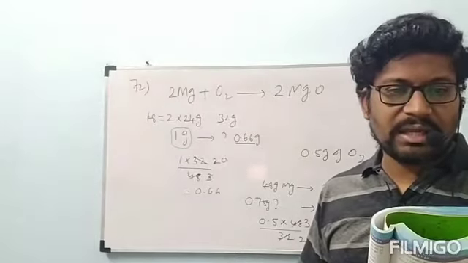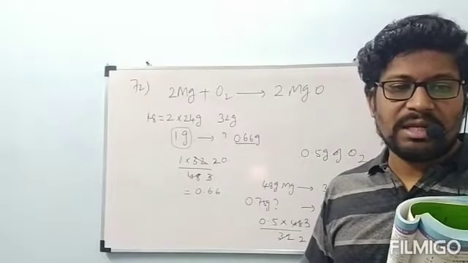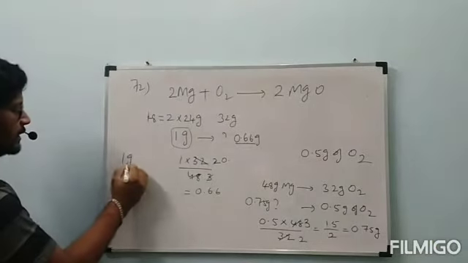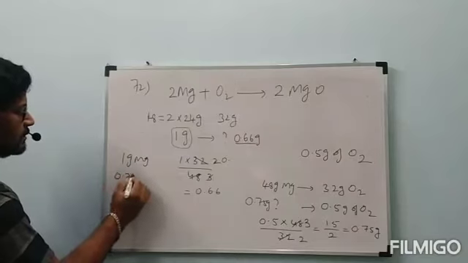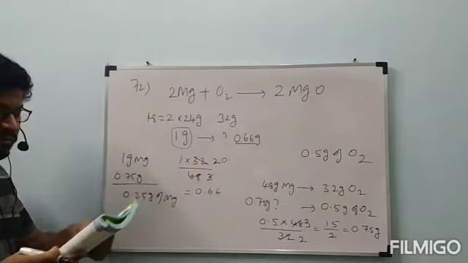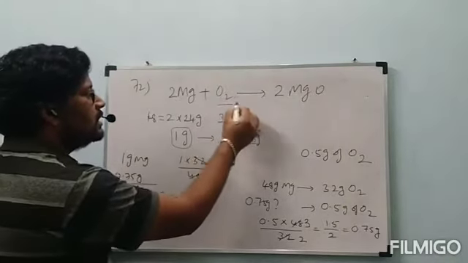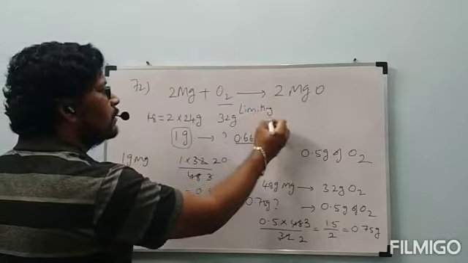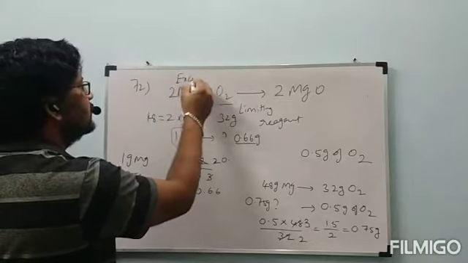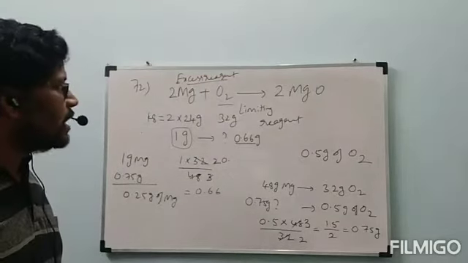Then what is the thing they asked? 1 gram of magnesium is burnt in a vessel containing 0.5 grams of oxygen. The reactant remaining unreacted is? We supplied 1 gram of magnesium, but only 0.75 grams reacted. It will be 0.25 grams of magnesium. The answer is the first option. In this whole question, oxygen is called the limiting reagent and magnesium is called the excess reagent.